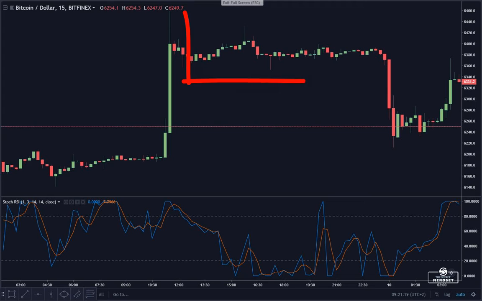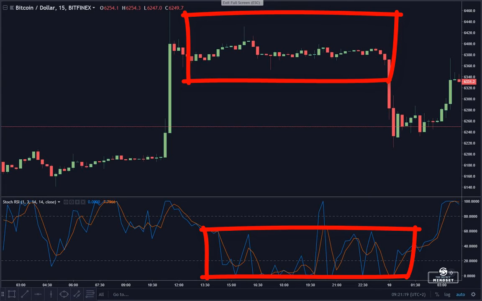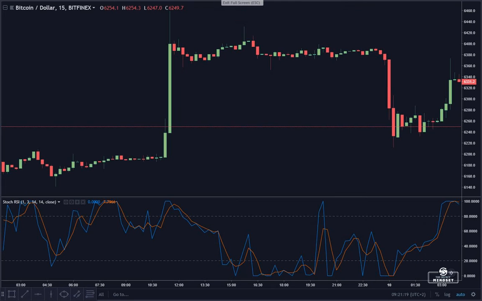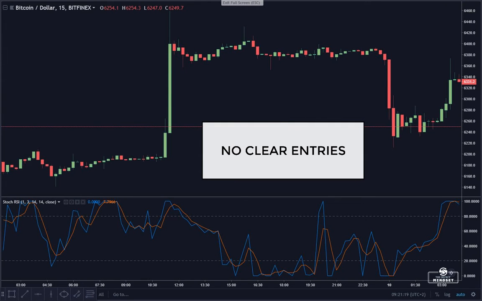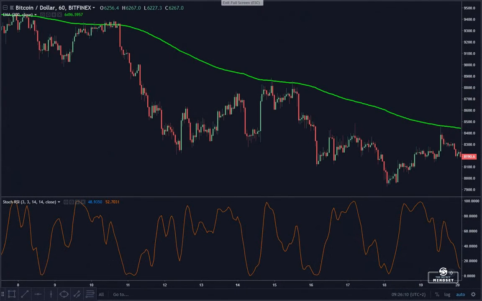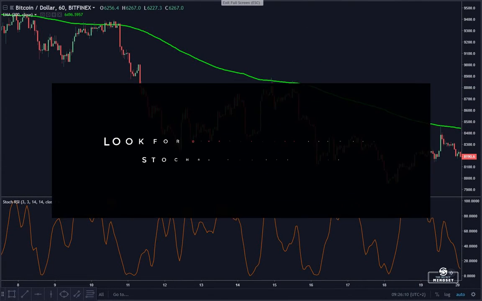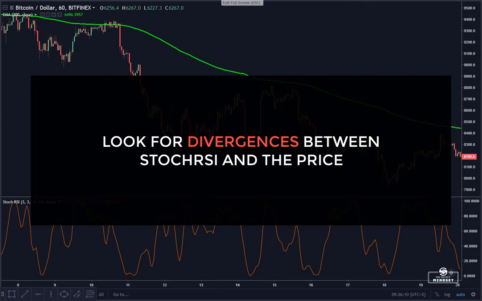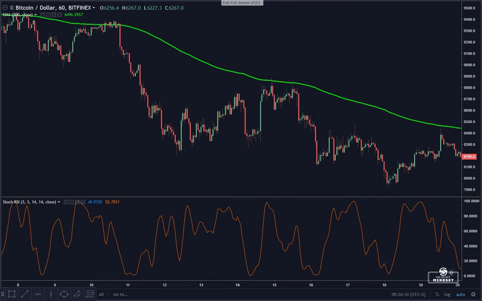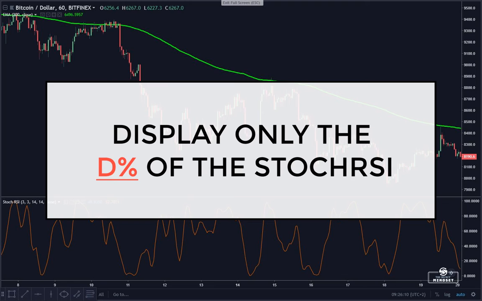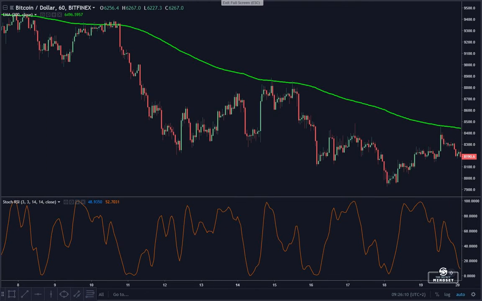In a non-trending market, this indicator will generate a lot of false signals. Tell me, do you see any clear entries on the Bitcoin chart? Because I don't. A smarter use of the stochastic RSI is to look for divergences between the indicator and the price of the traded instrument. But here's the trick. If we want to search for divergences, we only need to display the D% on the chart. The reason I only display the D% is simple. I like clean and clear charts, and the stochastic RSI could be quite confusing.